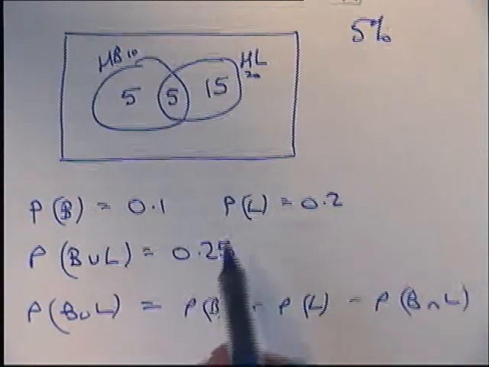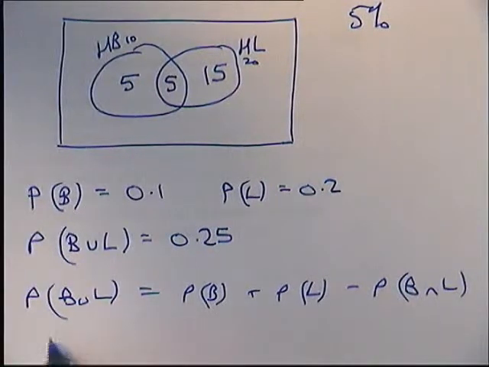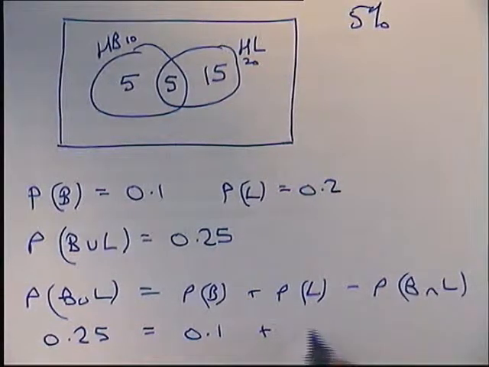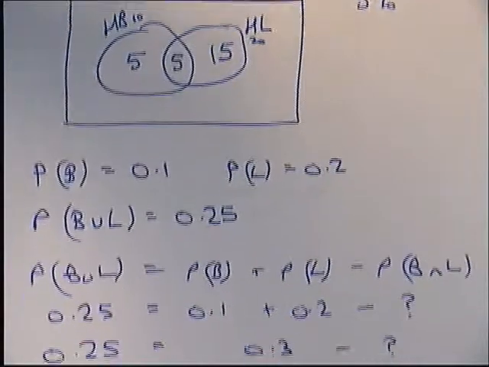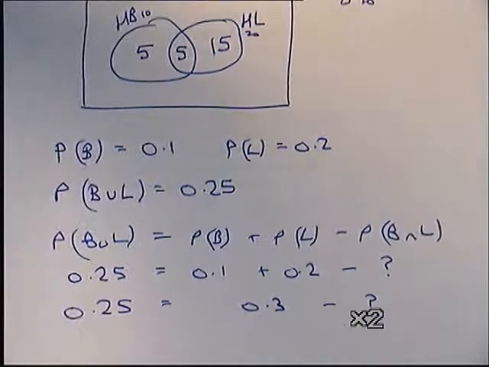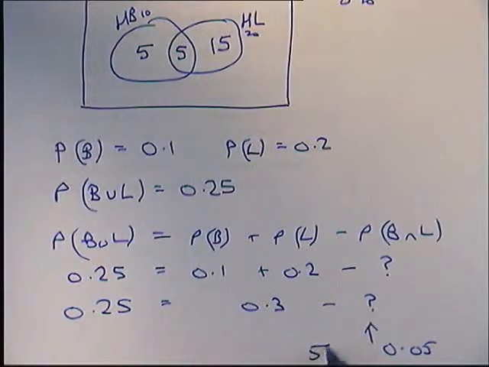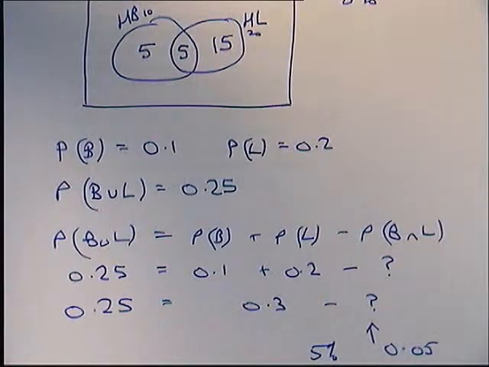So if you just write these numbers you know underneath here, union I know is 0.25, the B is 0.1, the L is 0.2, that's the only one I don't know. And you can just rearrange that equation, because you've got here 0.25 is 0.3, take away something. Well, that something has got to be 0.05, which means 5%. So you could use that probability formula we had last time that links together the union, the two events, and the intersection.